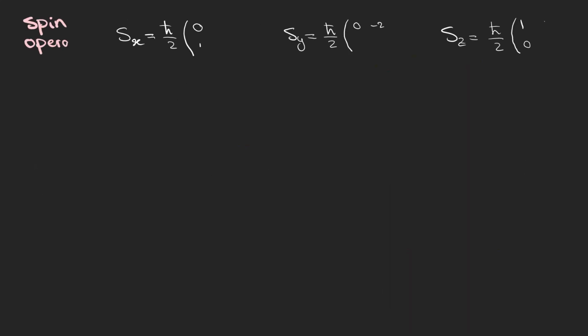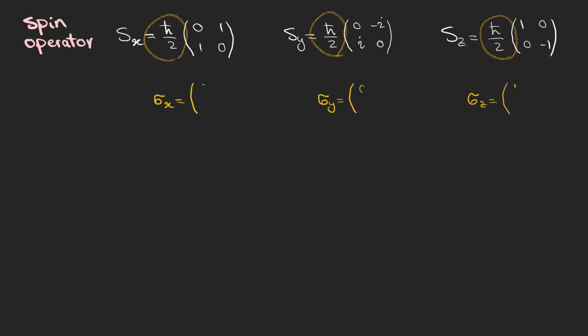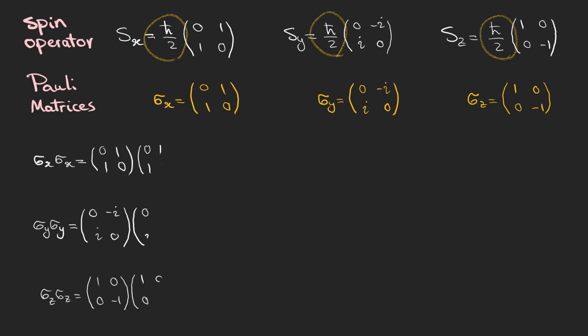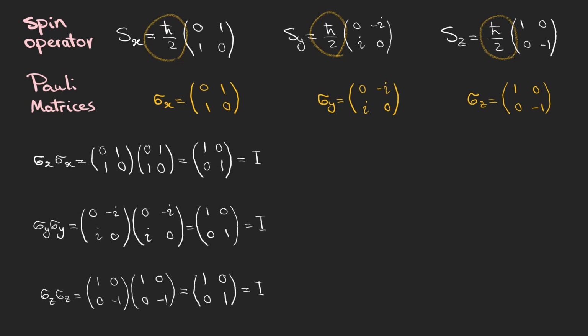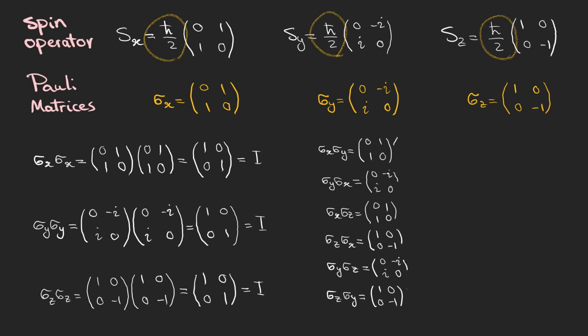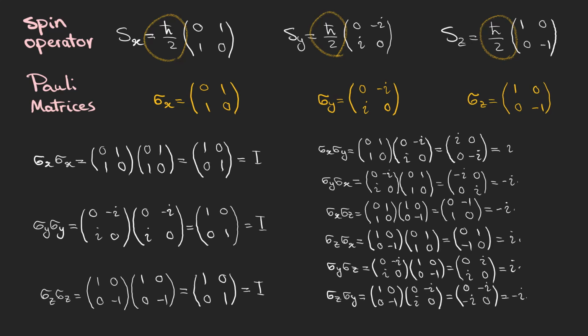These are the matrix representations of the 3 operators for the spin-half system. They have a common factor h bar over 2 and some 2x2 matrices. These matrices are called Pauli matrices and are denoted by sigma x, sigma y, and sigma z. Multiplication of these matrices with themselves gives the identity matrix. And if we multiply different Pauli matrices, we get the other one, as you can see in these equations.